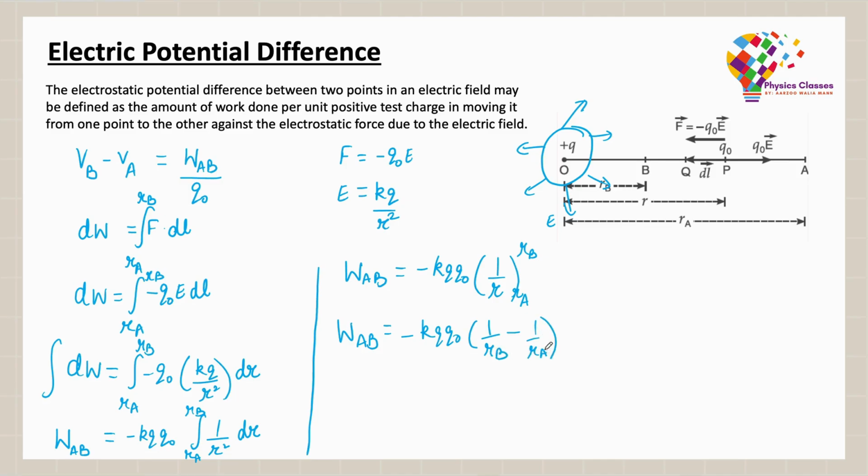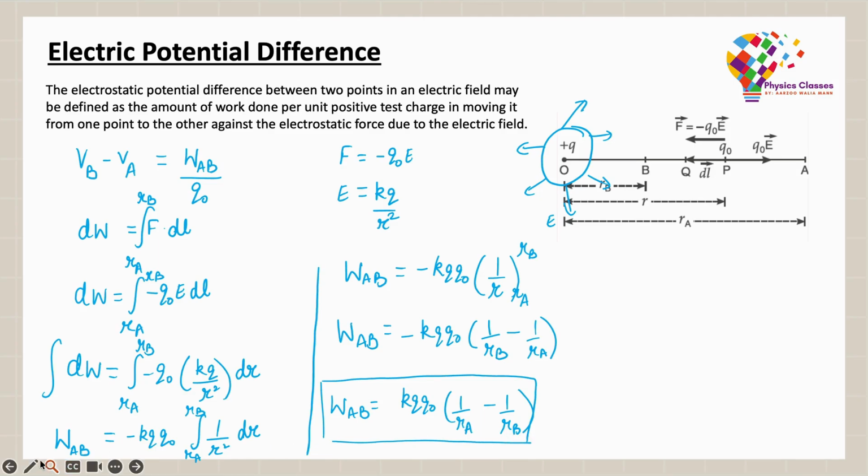Now if I take the negative sign inside, the work done would simply come out to be K Q Q naught times (1 by RA minus 1 by RB). This is the expression for work done in taking the charge from point A to point B.